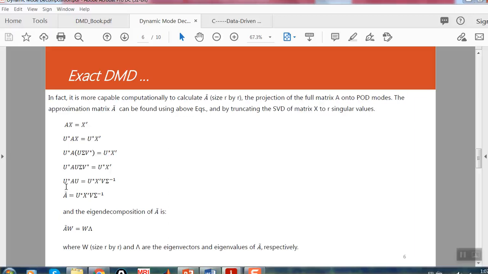If you remember the SVD algorithm, at the end of the slide we said that we can decompose A and we can access U as eigenvectors from this equation, U star A U. Then we can replace the estimation of A tilde like this. On the other hand, we can access the eigenvectors and eigenvalues of A tilde from this equation.